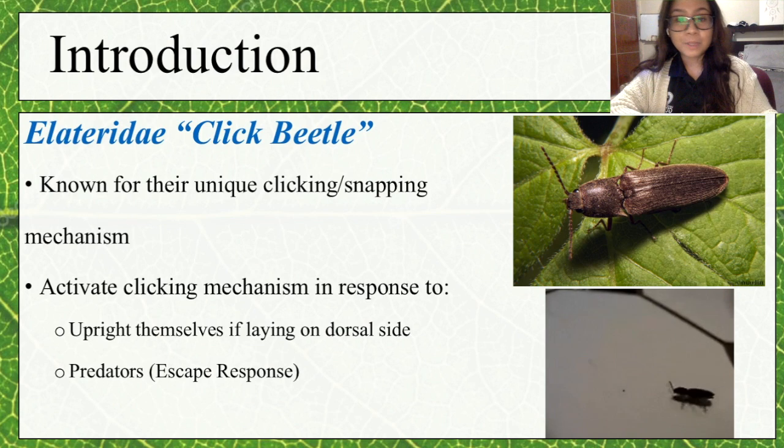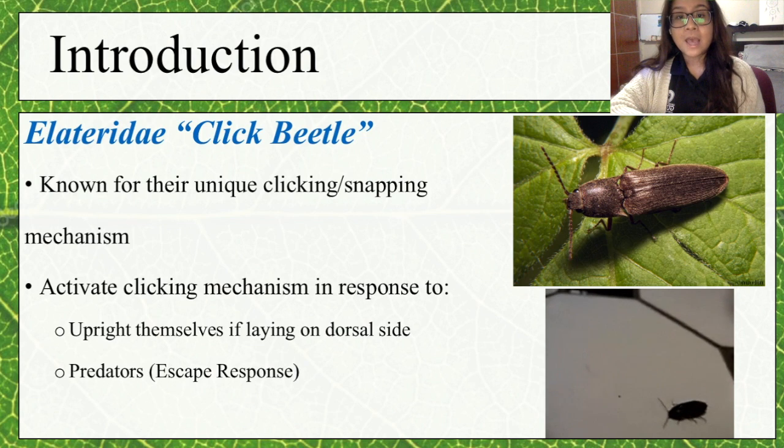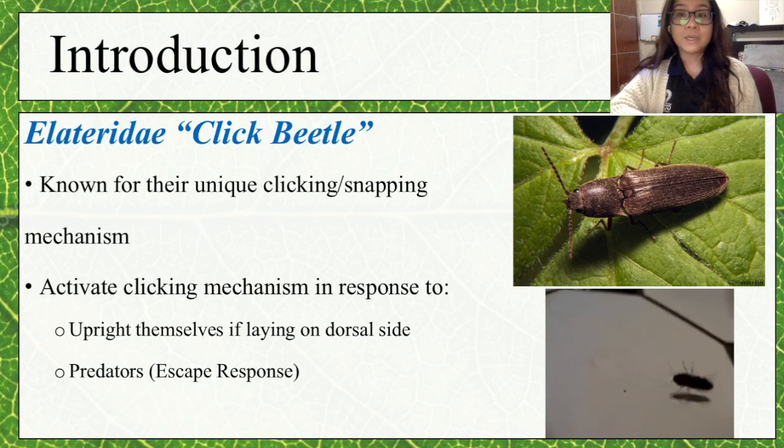And if you've ever played with one of these beetles, if you were to flip it on its dorsal side, you would notice that it would click or jump in a very abrupt manner as a way of trying to upright itself. And not only do these beetles elicit their click mechanism as a way of uprighting themselves, but they also use this as a way to get away from predators, so it is an escape response.